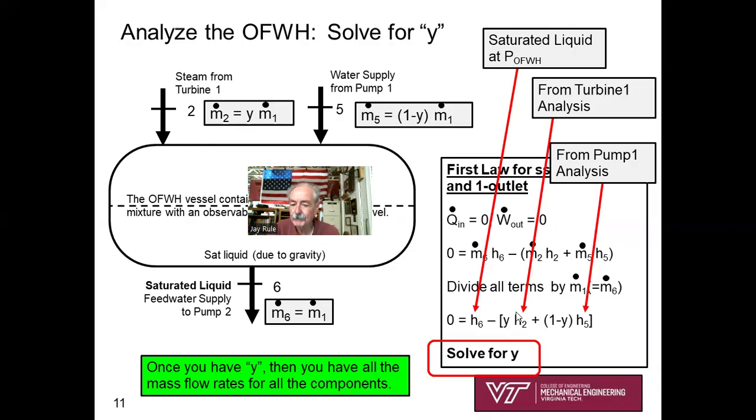Okay. What's h2? Well, that came from your turbine 1 analysis. You will have analyzed turbine 1 before you started in on this. Okay. Using isentropic analysis, s2 equals s1 for the reversible adiabatic turbine 1. What's h5? That just came from your pump 1 analysis that I showed you how to do. So that's going to be a key to finding h5. Okay, so I hope that helps. Hope that helps you see the procedure you've got to go through to get to the promised land to determine y. Once you have y, you have all the mass flow rates for all the components.